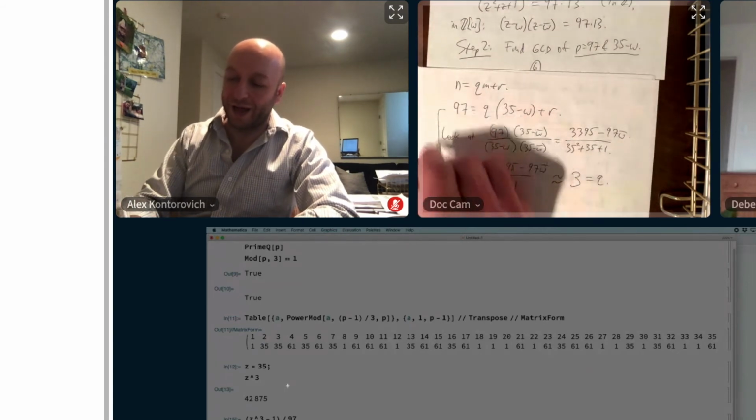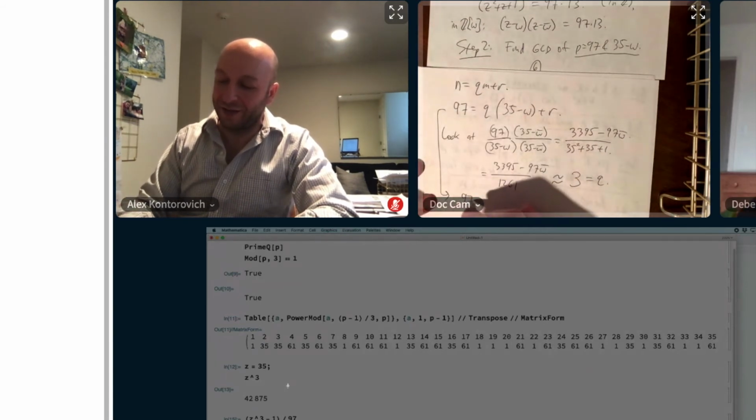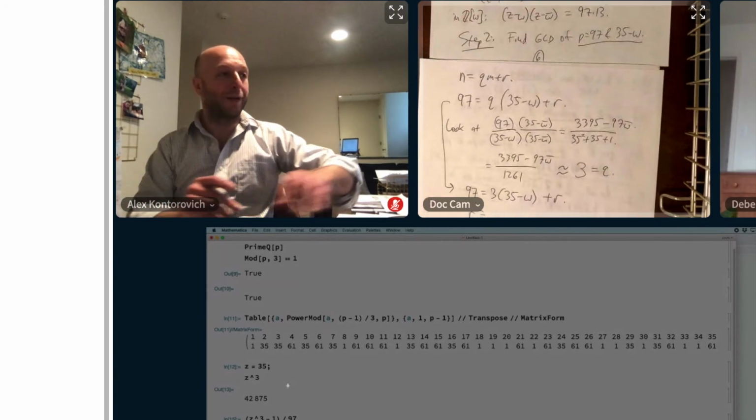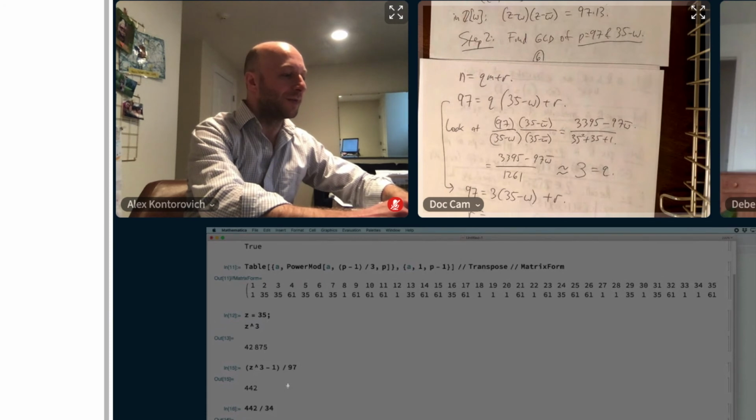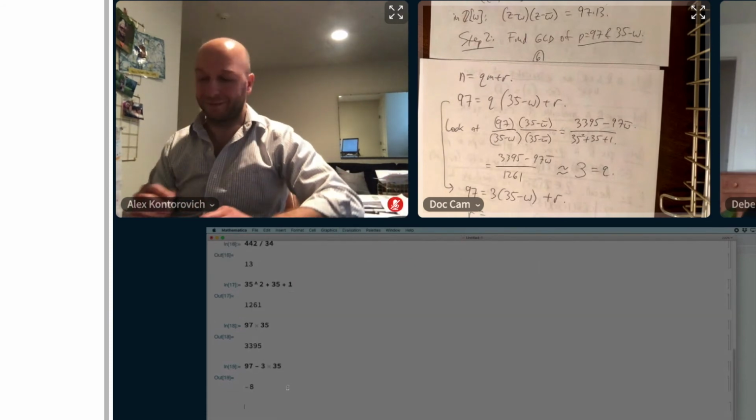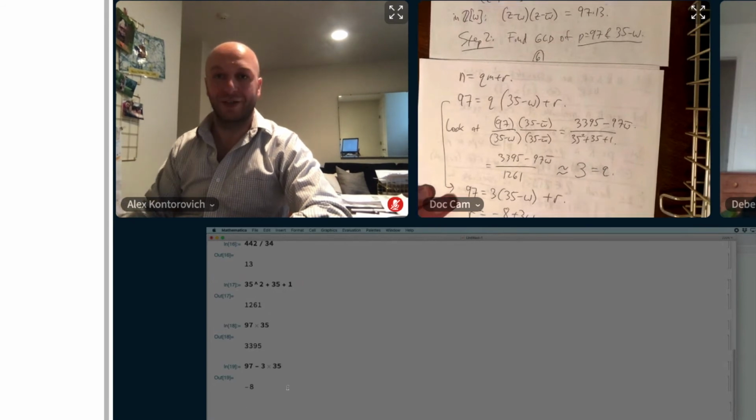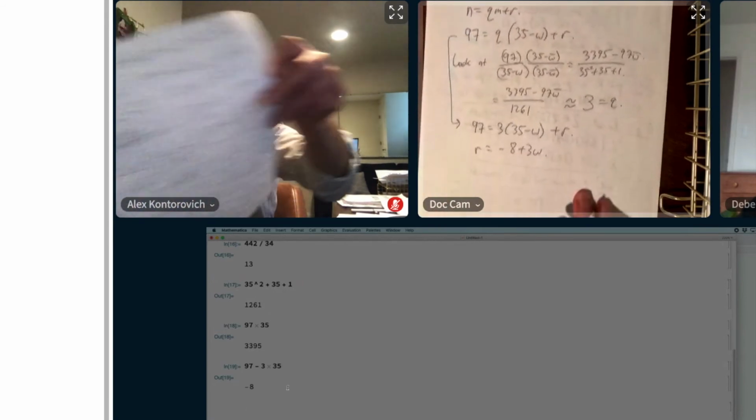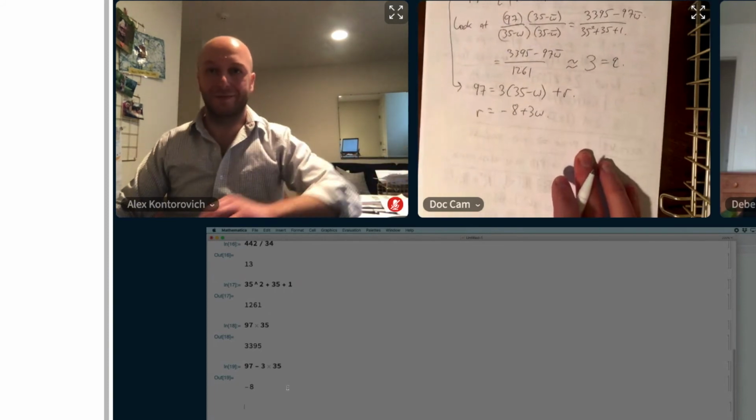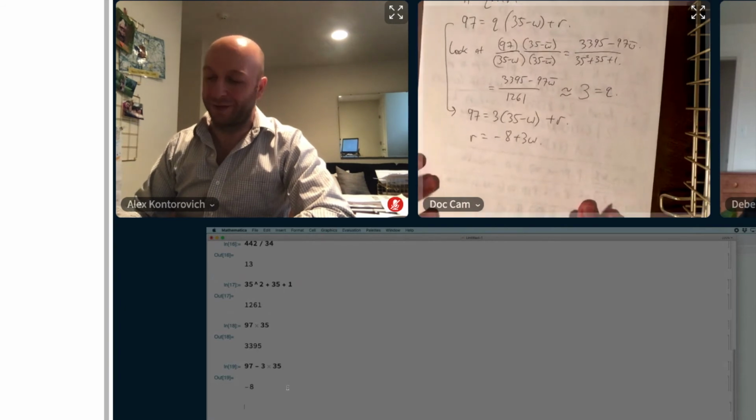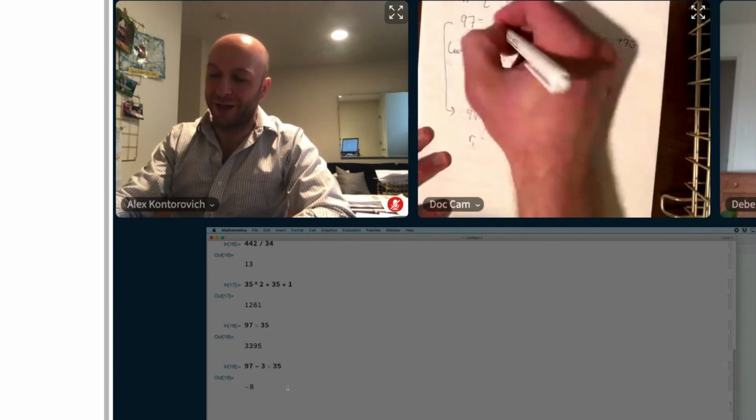Okay? So then we go back into this equation. 97 is equal to 3 times 35 minus omega plus r. So r is equal to 97 minus 3 times 35, which is negative 8. If I move this to the other side, I get negative 8 plus 3 omega. Is everyone getting that same first remainder? Great. So this was remainder 1 and quotient 1.